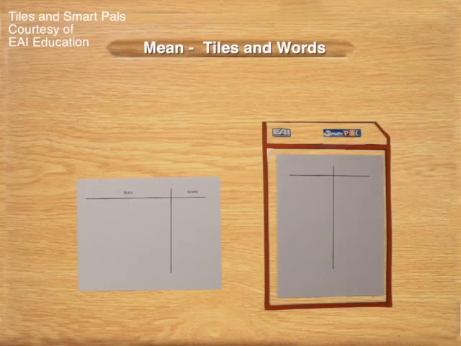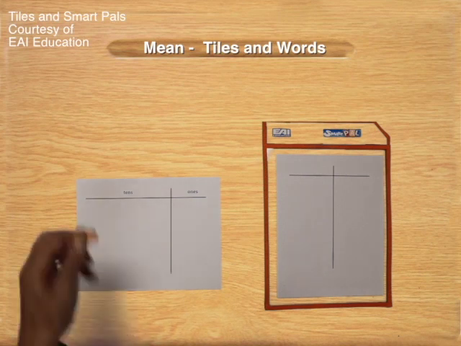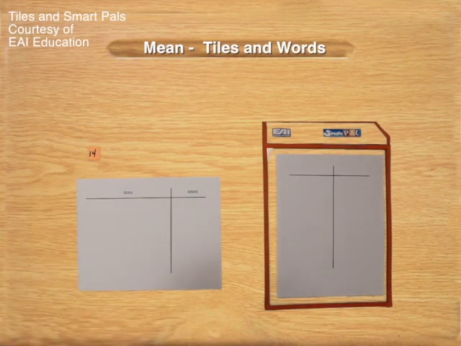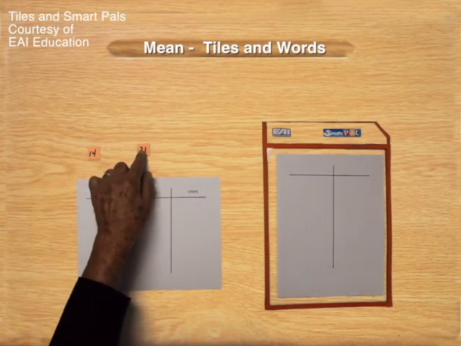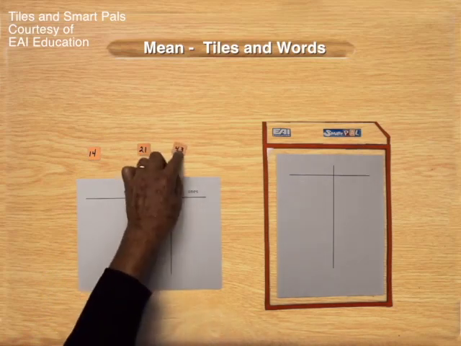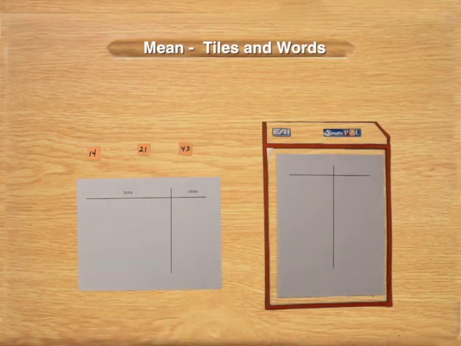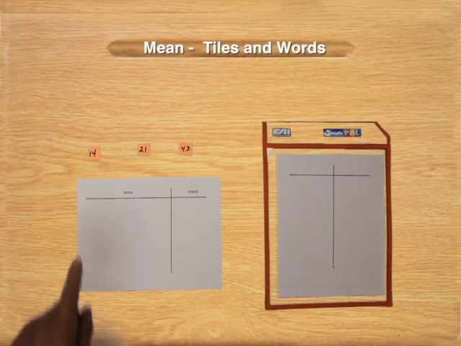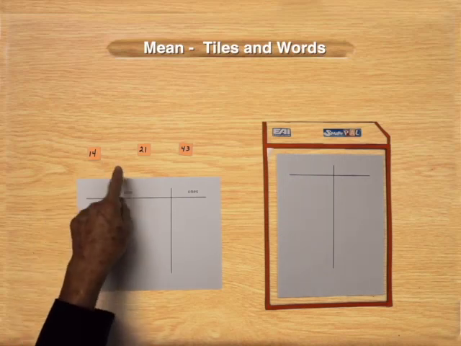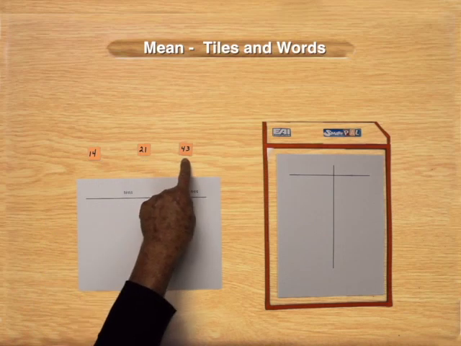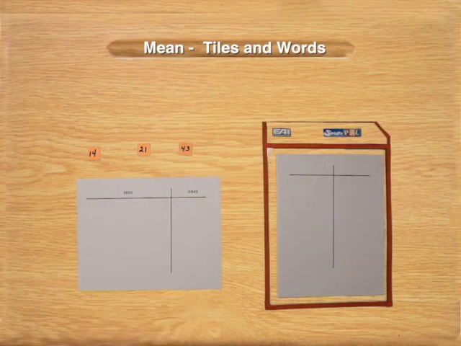Let's talk about our three quantities again. We have 14, we have 21, and we have 43. And again, let's assume that these are the number of plastic bottles we've collected, and they're in three different boxes. One box has 14, one box has 21, one box has 43.